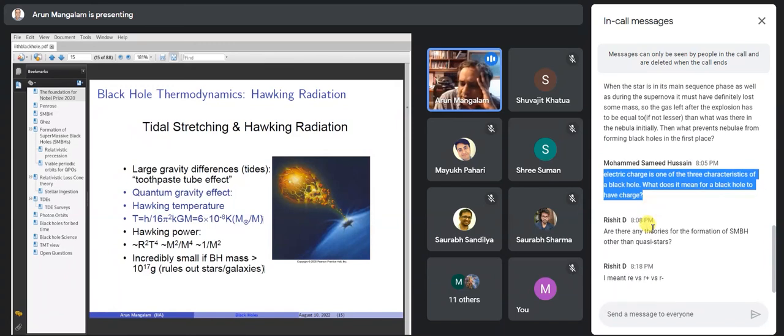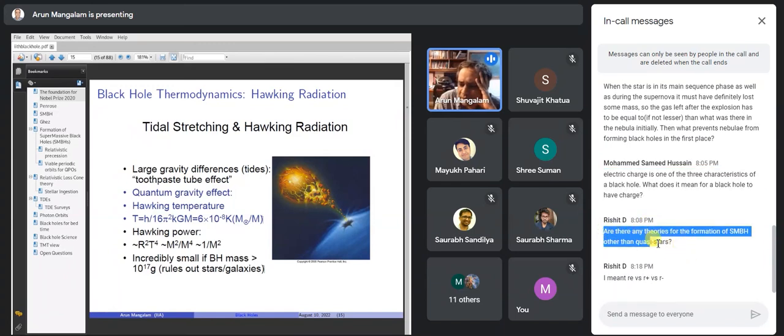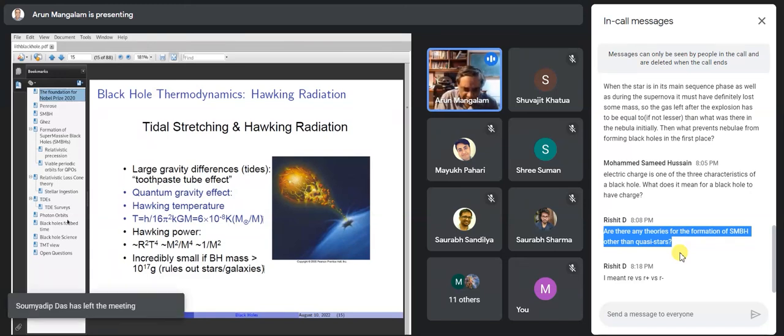Okay, then are there any theories for formation of black holes other than quasi-stars? I think I skipped this part. I sort of rushed through the formation of black holes. See, there are many ways of forming black holes, right? One of them is to start with a huge gas cloud, and this is one of the things I have worked on. Then that huge gas cloud will collapse.